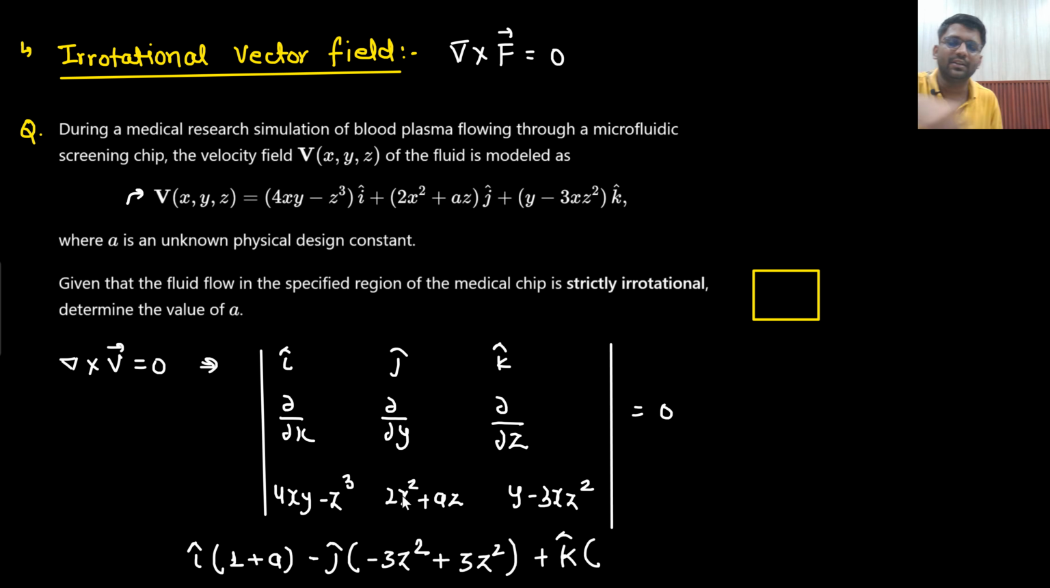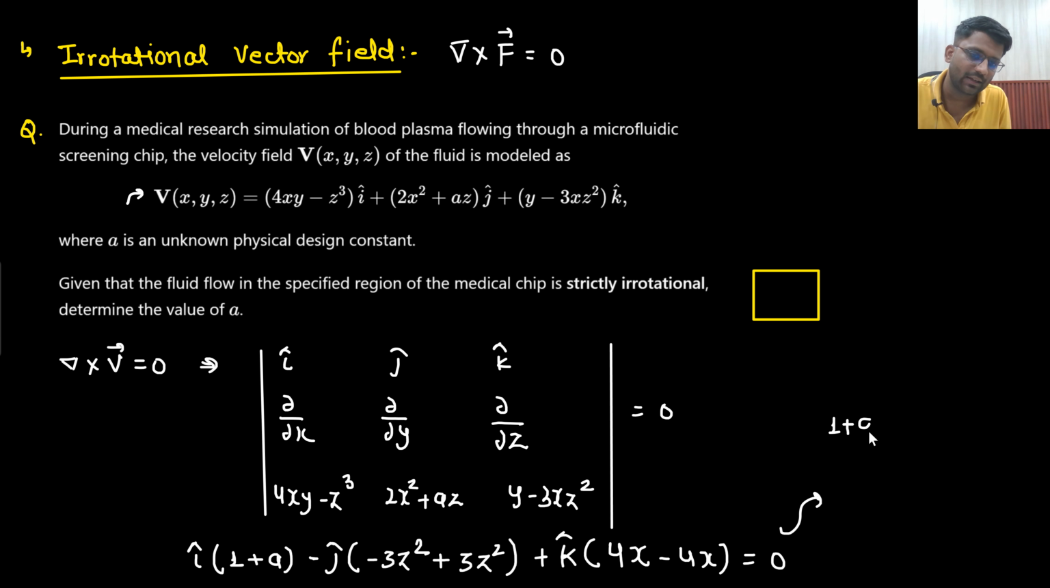If you partially differentiate this function with respect to x, what will you be getting? 4x. And if you partially differentiate this particular function with respect to y, what will you be getting? 4x only, minus 4x. So what you can see from here, this we need to equate to 0. So this is 0 only, this is 0 only. So 1 plus a i cap is coming out to be 0.